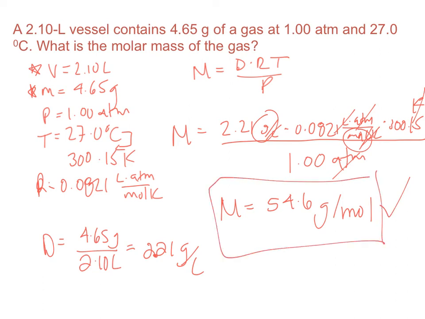So make sure that you're writing out all your variables as usual, that you look at what they're asking you to solve for, and apply the appropriate equation. Make sure that your units for temperature are in Kelvin. In addition, make sure that your density value, the volume portion, is in liters, and then plug your numbers in and do the math.